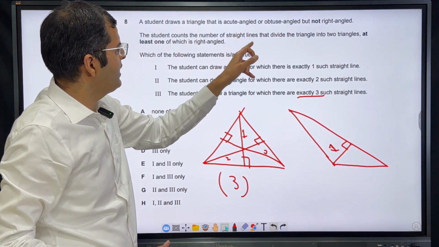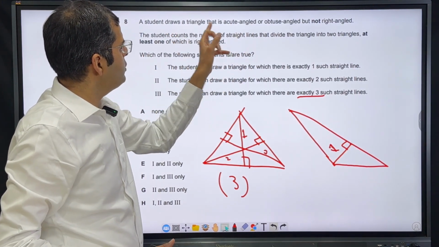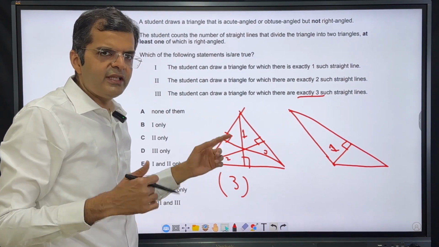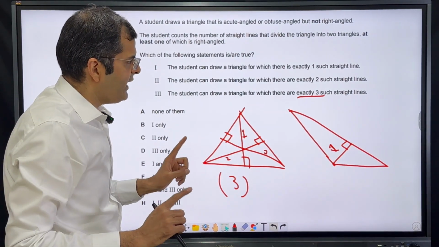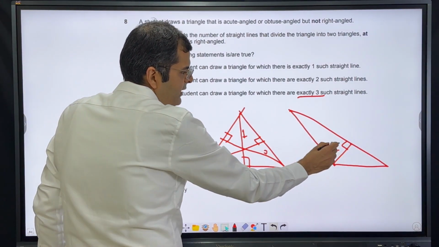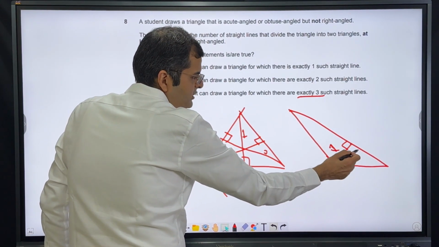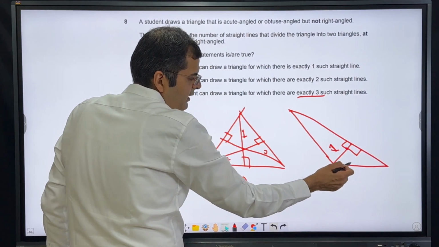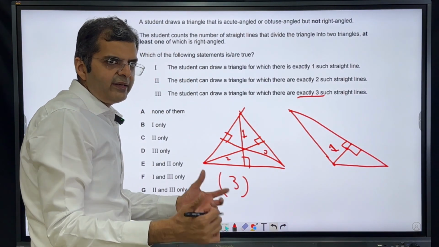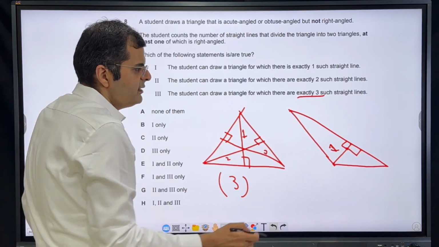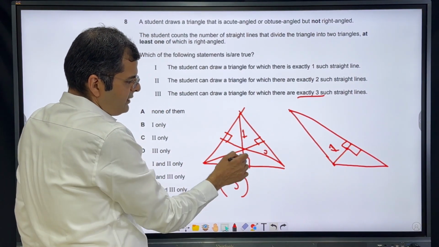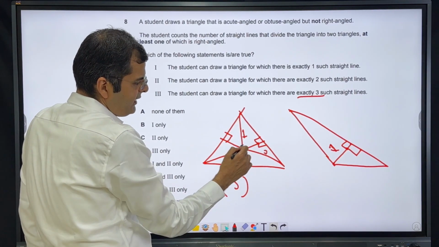I am not sure which triangle I have drawn. It can be acute or obtuse. So in acute also there is definitely 1. Here also there is definitely 1. But there is a catch. There is also a possibility that I can divide this obtuse angle triangle into two triangles such that one of them is a right angle triangle, the other is not. Here both of them are right angled. In this case also both these triangles were right angled.